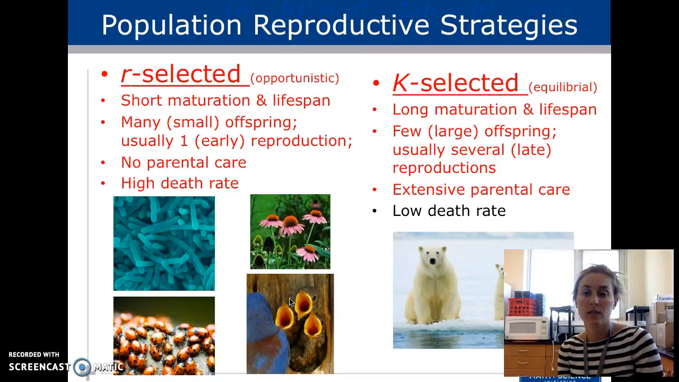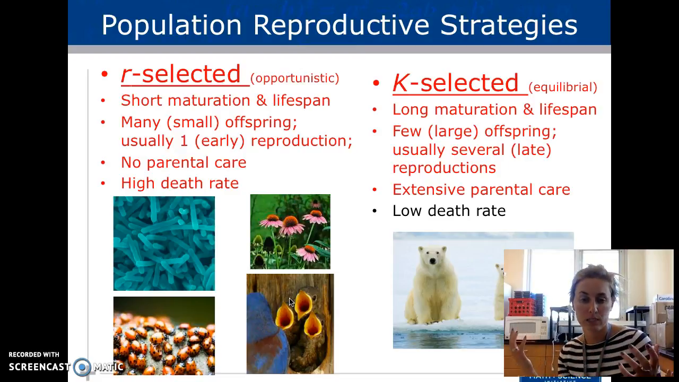We call them R-selected and K-selected. R-selected species, we're going to see very big changes very fast in the population size. They mature very quickly. They have a very short lifespan. They have many small offspring, so think like fish laying hundreds of eggs, frogs, bacteria, insects, plants spreading like millions of granules of pollen and seeds. There is no parental care.